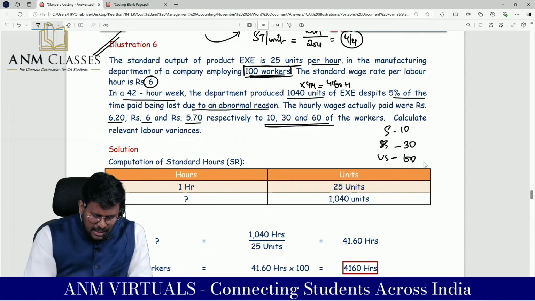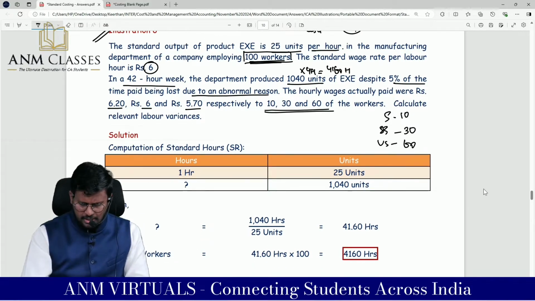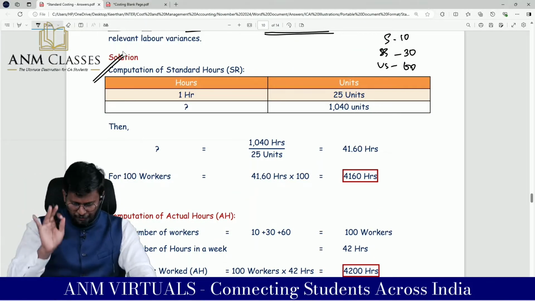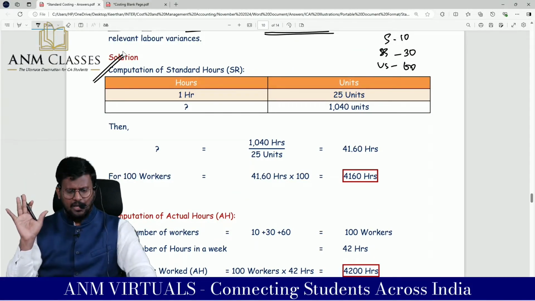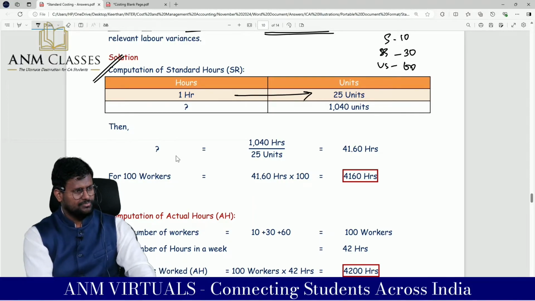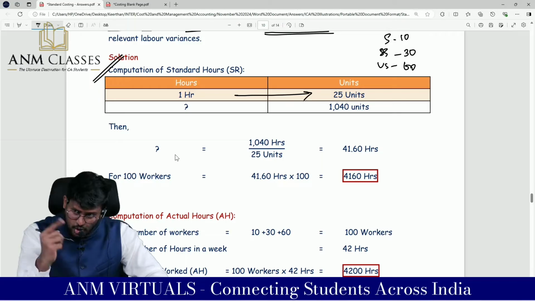So calculate the relevant labor variances. See, first one, standard hours is the question. Here the first mistake you can make is, sir, how many units in one hour? 25 units. How many people? That is also relevant.